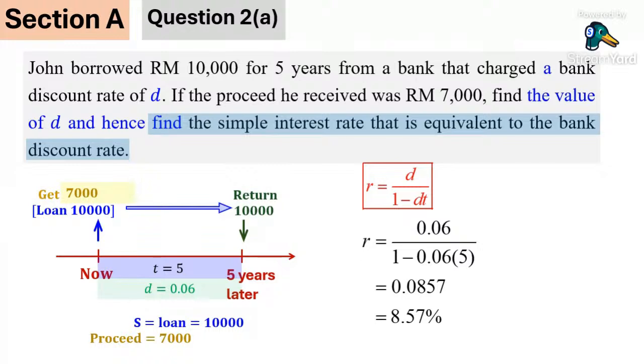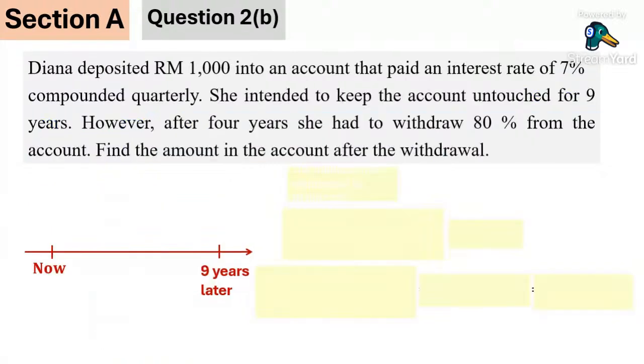Okay, next I proceed. Question 2b. Diana deposited 1,000 into an account that pays an interest rate of 7% compounded quarterly. So what happens here is that she deposited 1,000 now. I consider the timeline is now. And it was told that the interest is 7% compounded quarterly. So from here, we can see that J is 0.07, as you can see in the timeline here. Then, compounded quarterly means M equals 4, one year compounds 4 times.